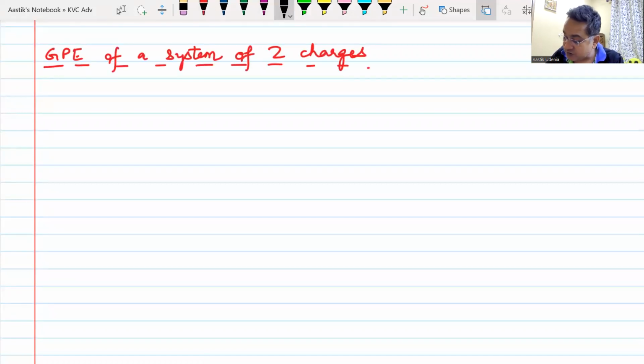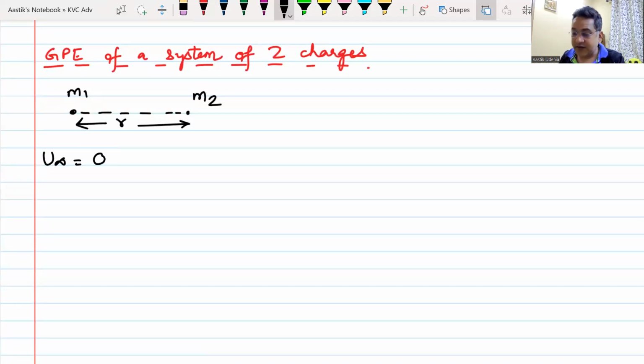Now, if I have two charges, M1 and M2, separated by a distance of r. Remember, gravitational potential energy is always negative, and I am taking the energy when they are at infinite distance apart as 0. Then the gravitational potential energy in this case will be given by minus G into M1 M2 divided by r.